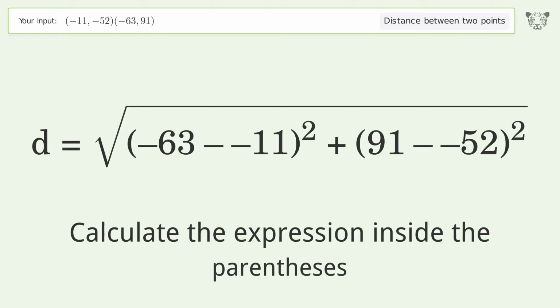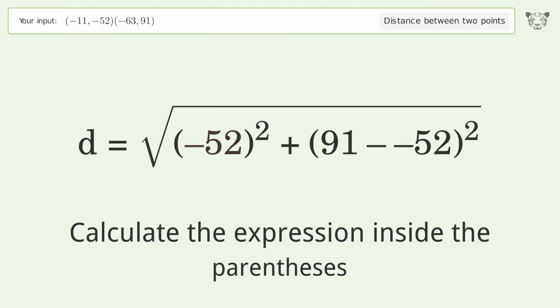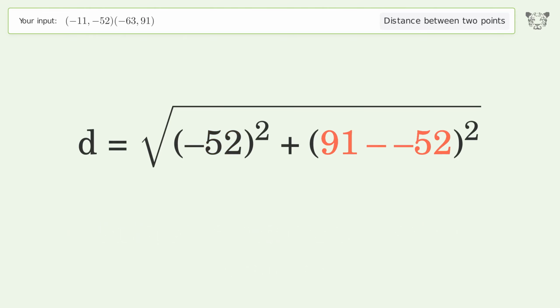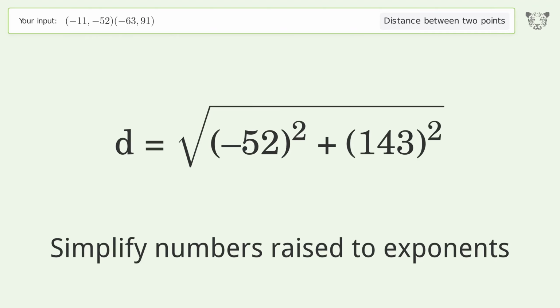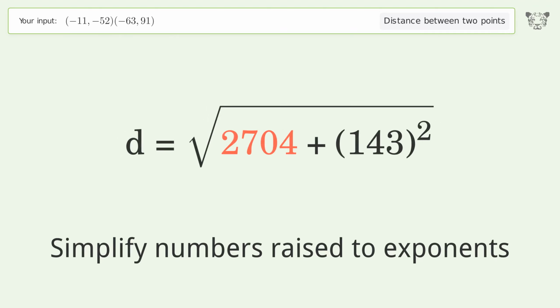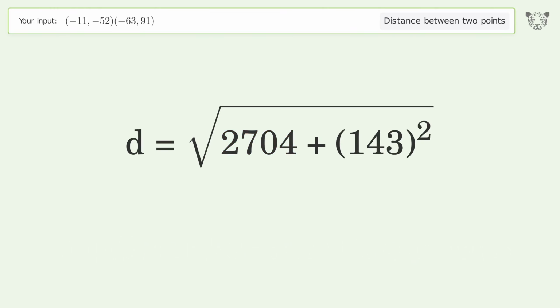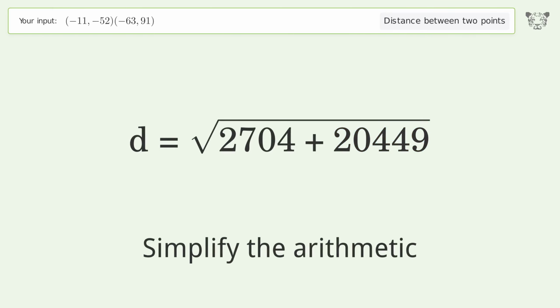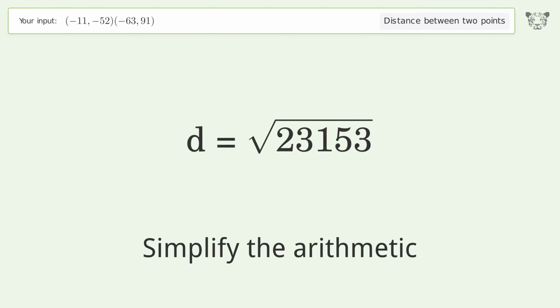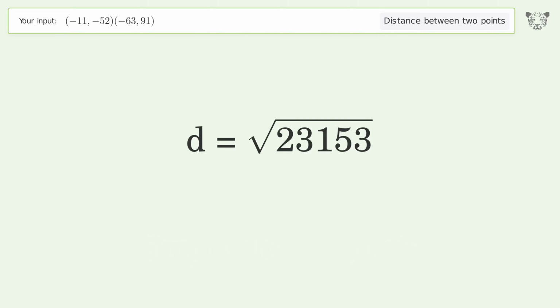Calculate the expression inside the parentheses. Simplify numbers raised to exponents. Simplify the arithmetic. And so the distance between the 2 points is the square root of 23,153, or 152.161.